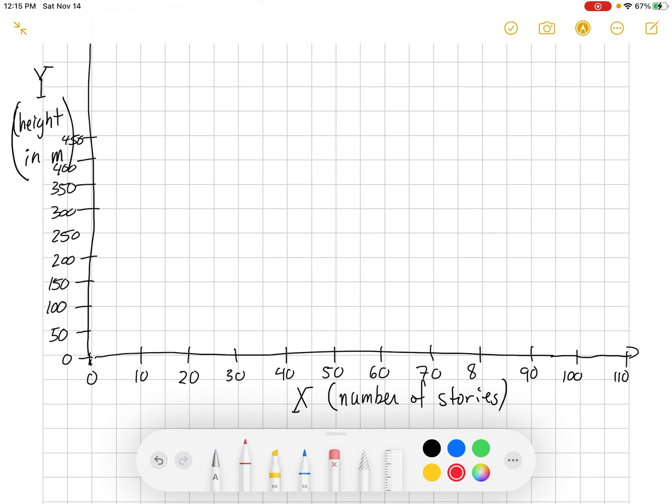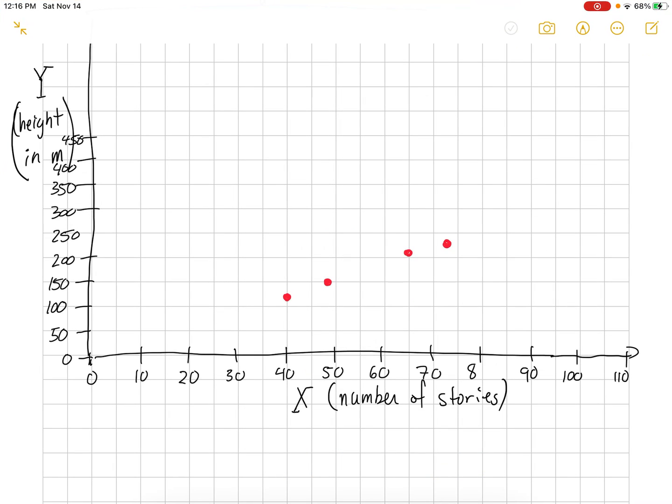40, 122 rather. So I go to 40, 122. That would be about here. Then 48, 150. 48, 150 would be about right here. Then 65, 202. That'd be right about there. 72, 230. Maybe about there. Okay, what's it doing? Doing funny things. 76, 255. 80, 250.